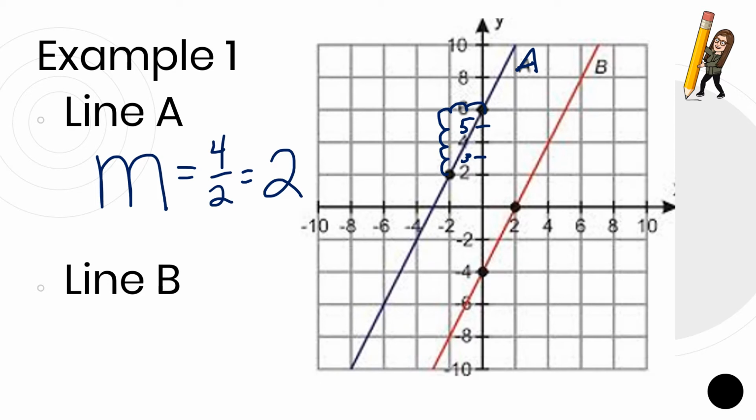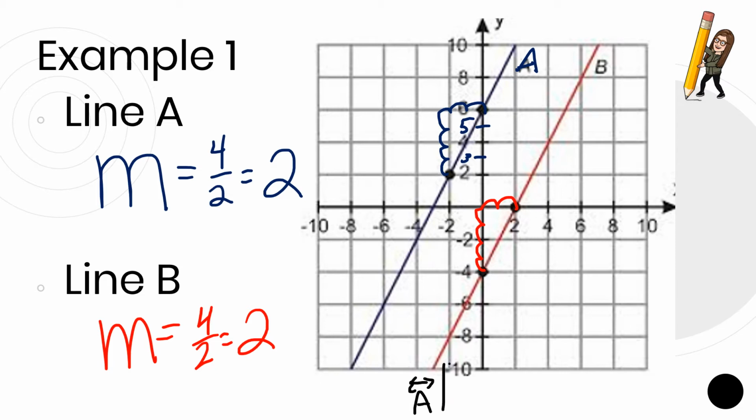Let's go again, but let's find line B, which is the red line. The red line's slope is rise 1, 2, 3, 4, run 1, 2. So again, I just proved their slopes are equal, so the lines are parallel. So we would write it like this: line A is parallel to line B.